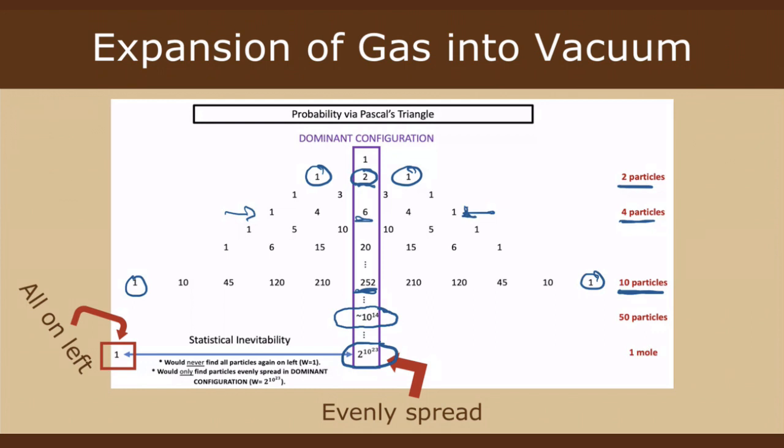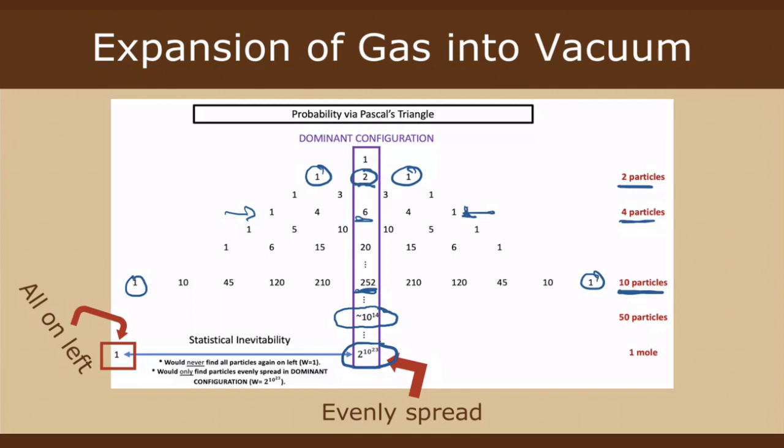That's 2 times 10 to the 23rd ways that they could be evenly spread. And then we have 1 way that they could all be on the left, and 1 way they could all be on the right. Is it absolutely impossible that they could go on the left? No, but common sense would tell you that's never going to happen. No human would ever live to see this happen, okay? We would never find them all on the left.